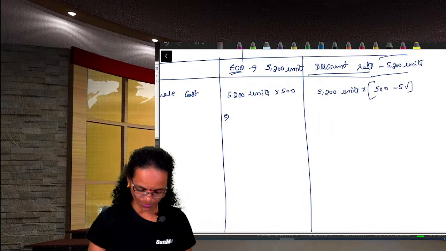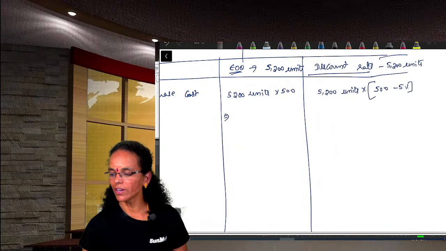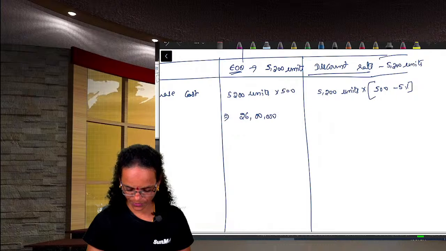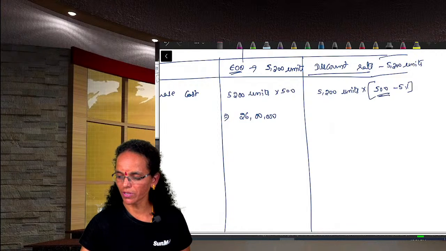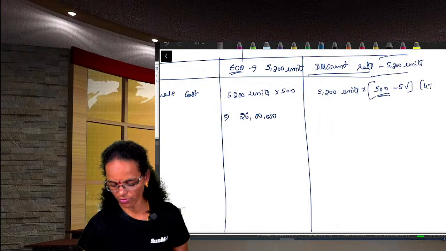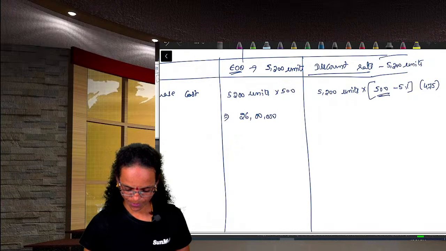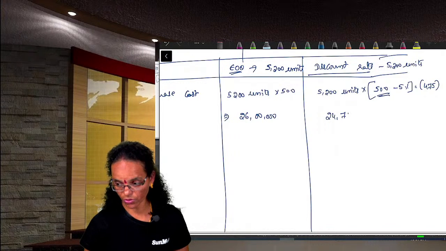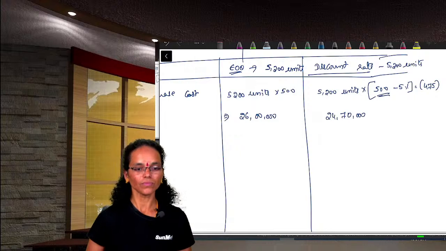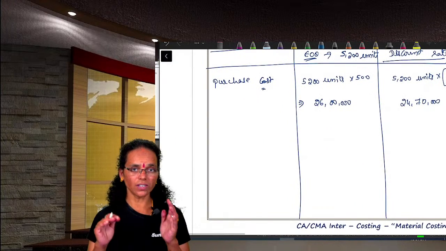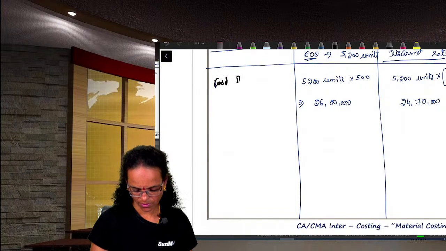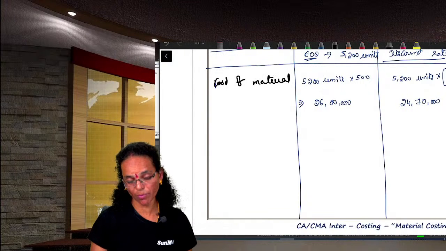So calculation: 5200 into 500, that is 26 lakhs. Here, first we will calculate this one. 500 minus 5%, I got 475, into 5200 units, that is 24 lakh 70,000, right? This is the cost of material. This amount we are paying to the supplier.